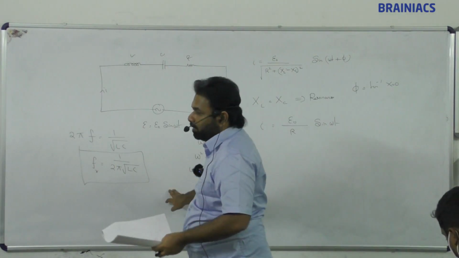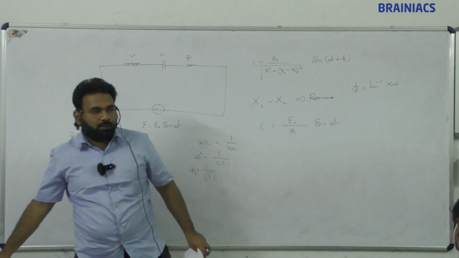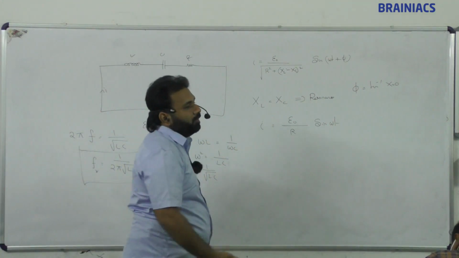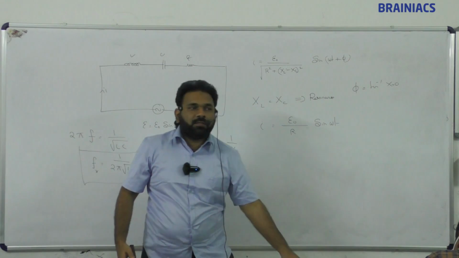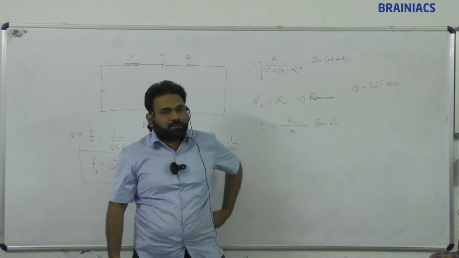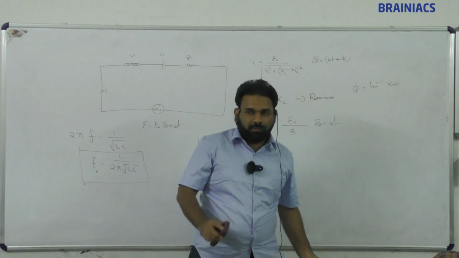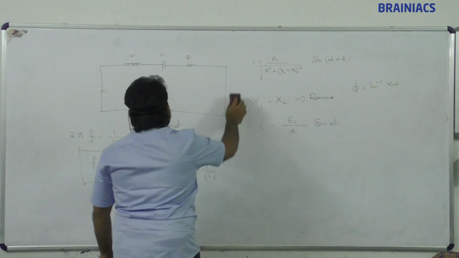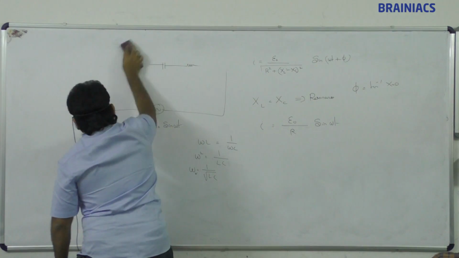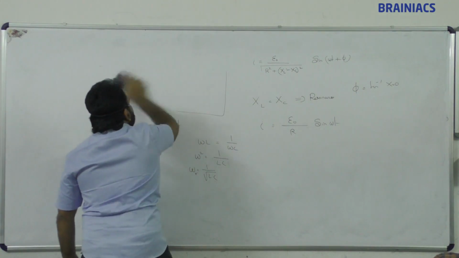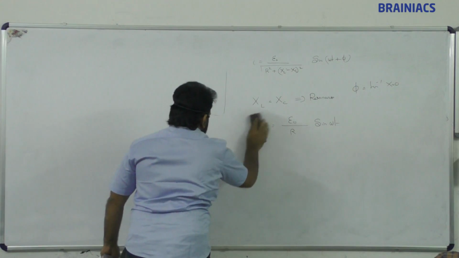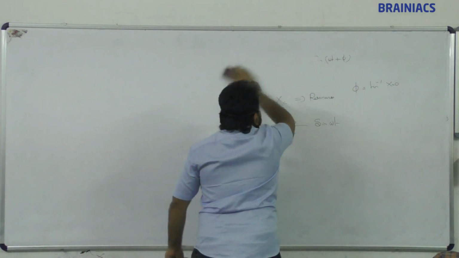Done. So continuing the resonant frequency. Resonant frequency will come when the inductive reactance is equal to capacitive reactance. Since both are opposing each other, the reactance value will become 0. So there will be the effect of only resistance.